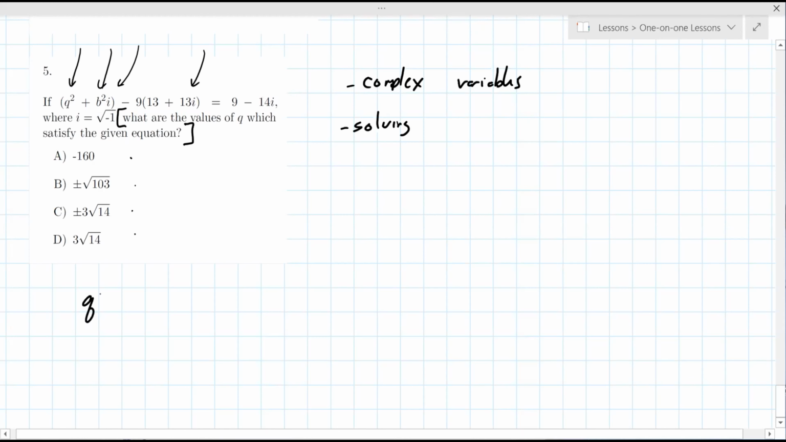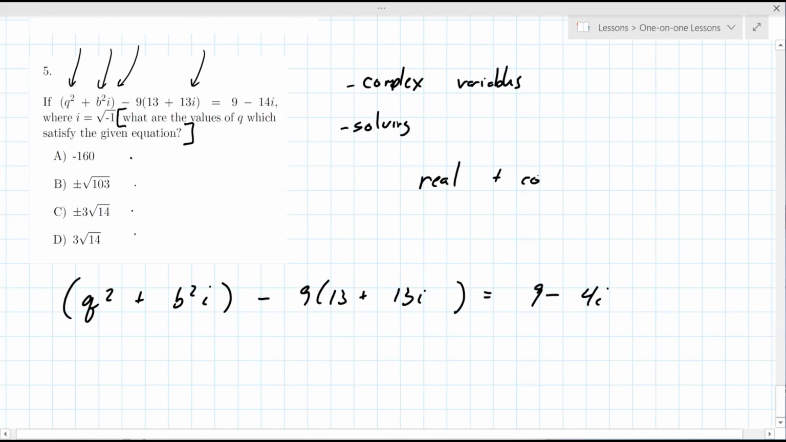And you might at first say, well, how can I solve this? It's got too much going on. So the skill you need to remember here is that there is a real plus a complex part, and it's a plus bi. So the real part, on the right-hand side, this is the real part, and this is the complex part. On the left here, there's a real and a complex part.